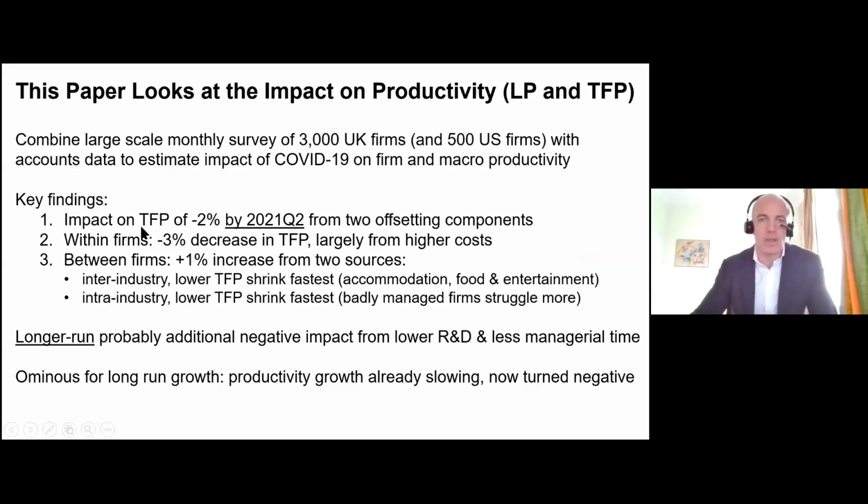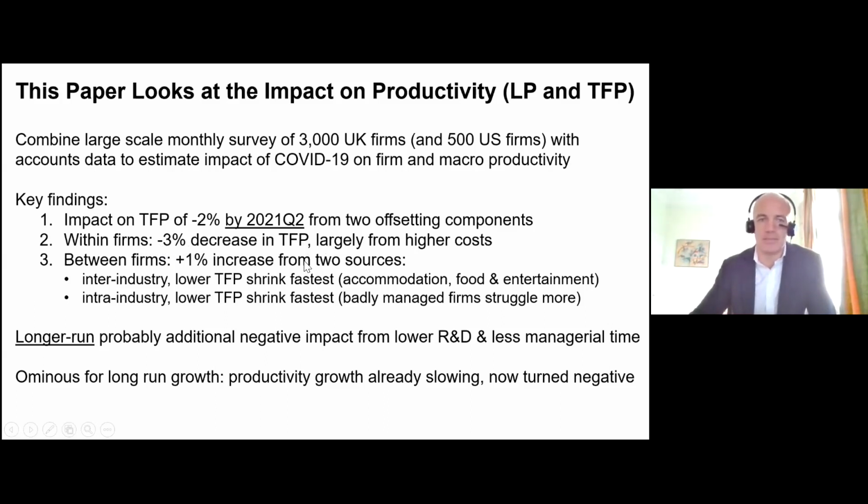What do we find? We're going to find that total factor productivity is going to be depressed by about 2% by the second quarter of next year, and that this is going to be comprised of two offsetting components. There's going to be a within-firms productivity decrease of about 3% in TFP, driven largely by firms' higher costs, which we think are largely intermediate costs. And I'm going to give you more detail on that in a minute. So the typical firm, employment weighted, is going to see lower productivity of about 3%.